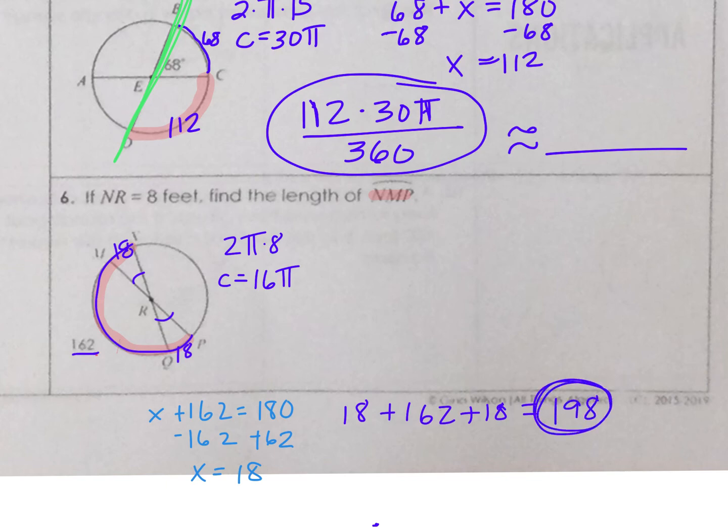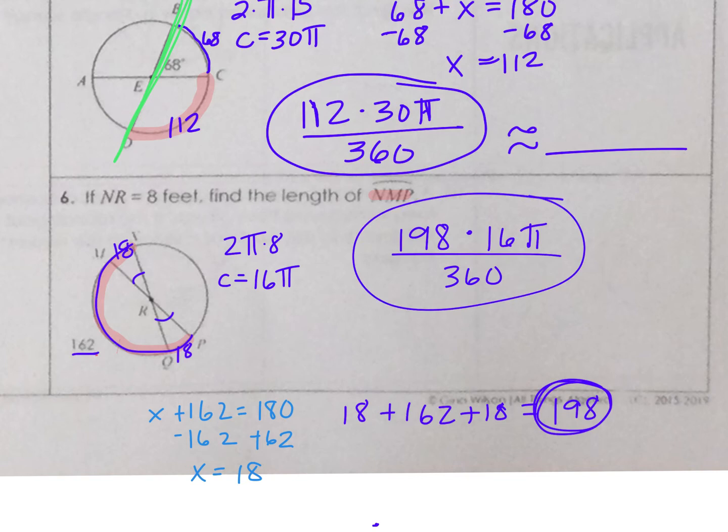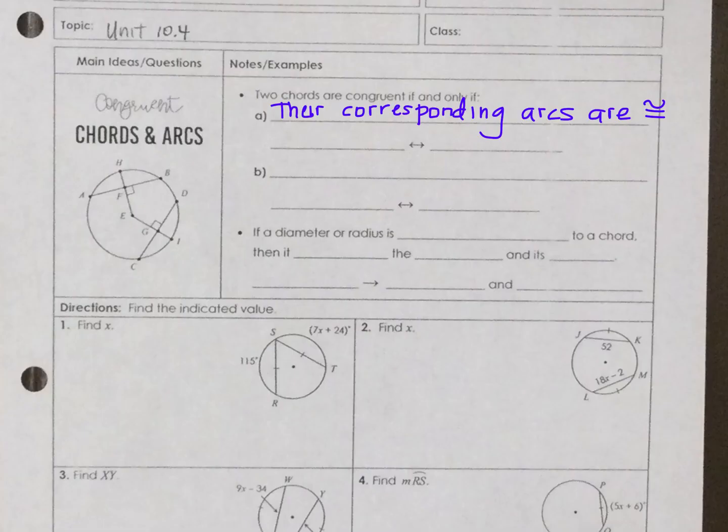So now I have my degree, 198. I'm going to multiply it by my circumference and then divide it by 360. Do that on your own and let me know what you get. When you're done, flip over to 10-4. These are your 10-4 notes.